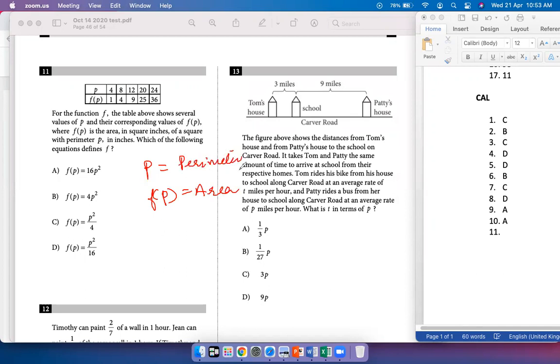So if the perimeter is p, then the side of a square will be p by 4, because the square has 4 equal sides and those 4 add up to the perimeter. So the side is p by 4. So the area will be p by 4 the whole squared, which is p squared by 16. So my answer should be option D, p squared by 16.